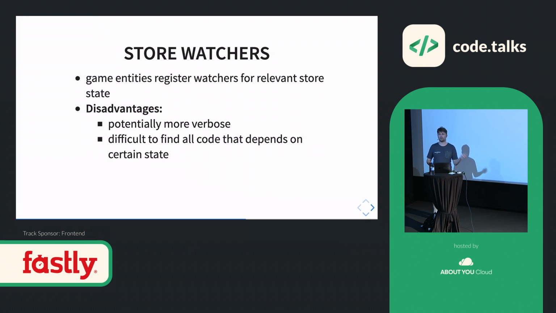It's easy to go in one direction. If you look at the game entity and see that it watches, let's say, the color state, it's easy to go to the color state in the store. But it's not easy to go the other way around. If you have the color state, it's not easy to see which things depend on that. I mean, you can search for color in your code base, but that's probably not the best approach.